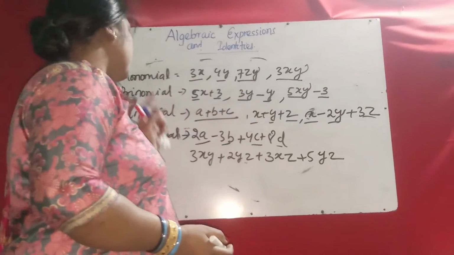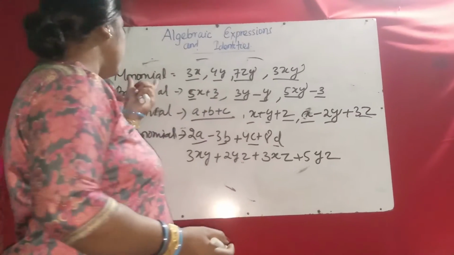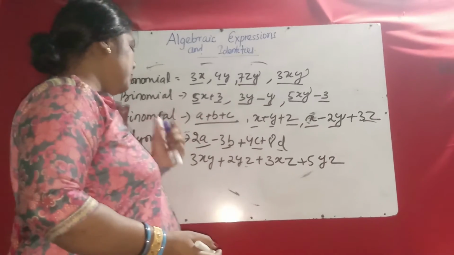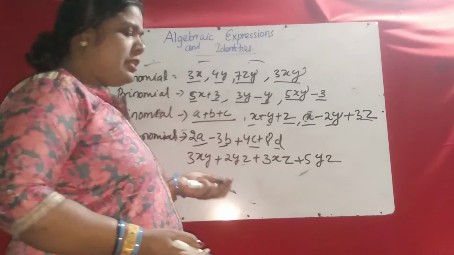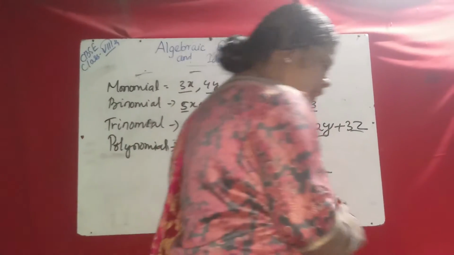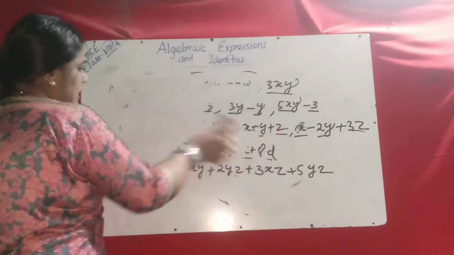So if the expression is constructed with one term, that is a monomial; if 2 terms are there, binomial; 3 terms are there, trinomial; more than 3 terms are called polynomial. Then come to like and unlike terms. So what are like and unlike terms?